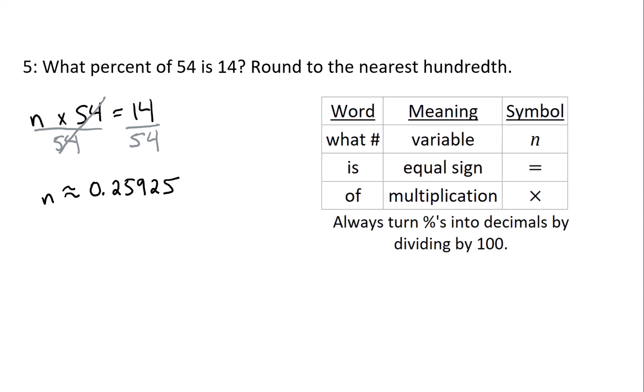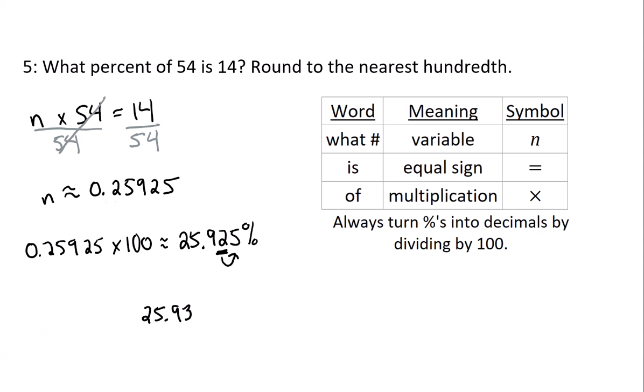Now we're looking for a percentage, so we got to take that 0.25925 and multiply it by 100 to turn it into a percent, or we could just kick that decimal over to the right 2 times. Either way, I'm going to be left with 25.925%. And we want to round to the nearest hundredth, so I underline the 2, that's the hundredth spot. I look to my right, which is a 5. Anytime we have 5 or more, we want to round up, so I'm left with 25.93. The 2 gets kicked up to a 3, and that's going to be my final percentage.